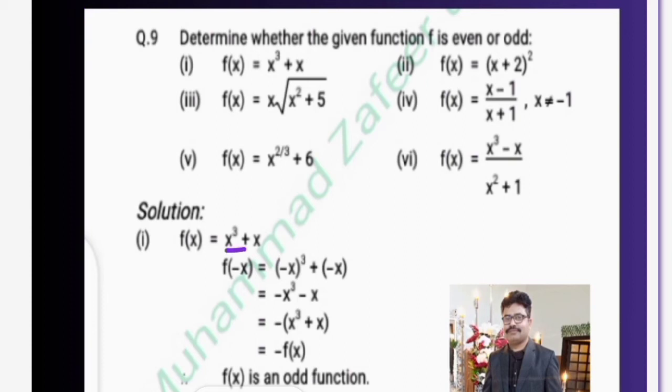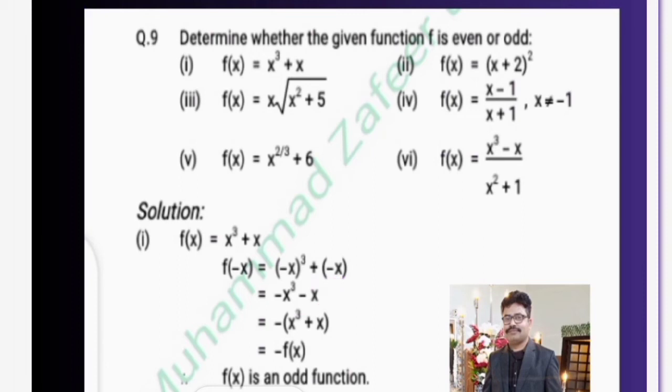So we will write x cube as minus x whole cube, as we put x is equal to minus x, and there is a sign of plus, we will write the plus sign, and here is x, we will write x is equal to minus x, so it will be written as minus x. Now we have to simplify it. As there is a sign of negative and the whole power is odd, minus x whole cube will be written as minus x cube, and plus into minus we will write minus x.